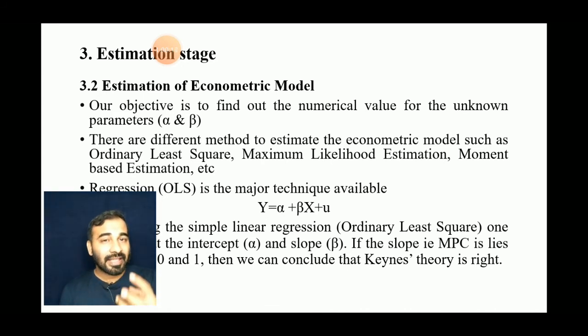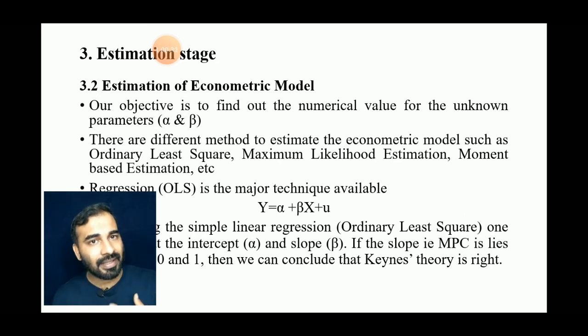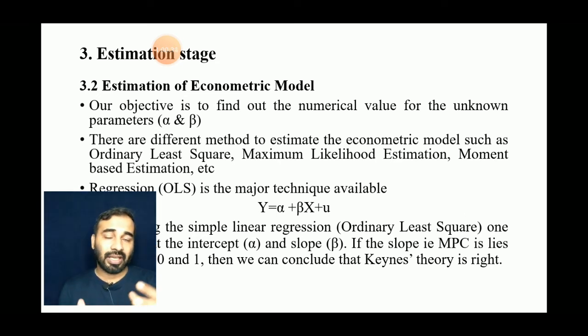Then if the value for beta lies between 0 and 1, if the numerical coefficient of beta is 0.5, then we can say that the Keynesian idea about the consumption function is right. So if we got 0.9, then we can say that Keynes is right. How to do this, that we will check. How to do a regression analysis, that we will check.